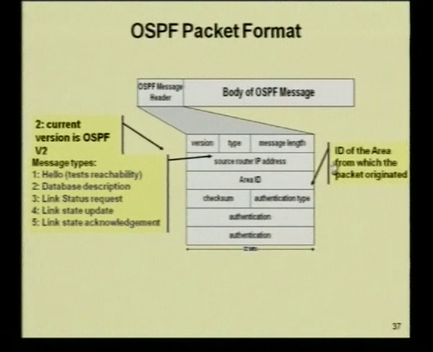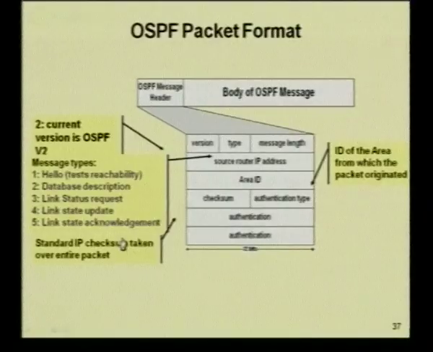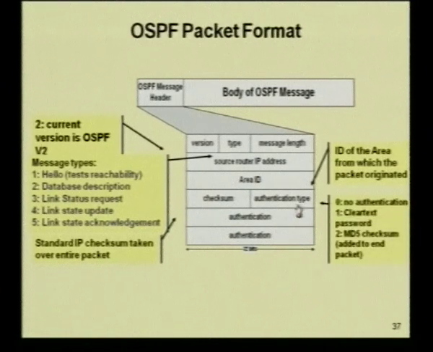The area ID here is the ID of the area from which this packet originated. Remember I just told you that the entire domain in which your OSPF protocol is being run could be divided into multiple areas. In which case you need to give an ID for the area, and that is what is specified in this area ID field. Checksum, as I said, is the standard IP checksum, and the authentication type will indicate what kind of authentication is being specified.